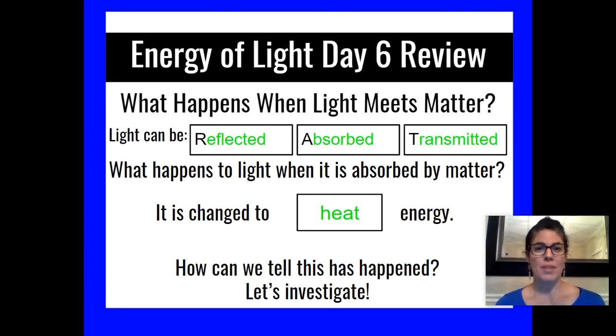We then talked about the acronym RAT to help us remember what happens to light when it meets matter. It is either reflected, absorbed, or transmitted. And if light is absorbed, what happens to that light? It gets changed to heat energy. And yesterday's experiment was all about investigating how absorbed light changes to heat energy.